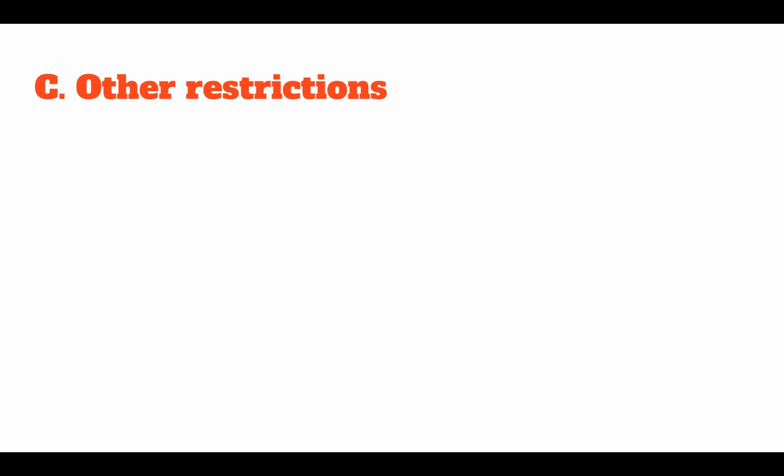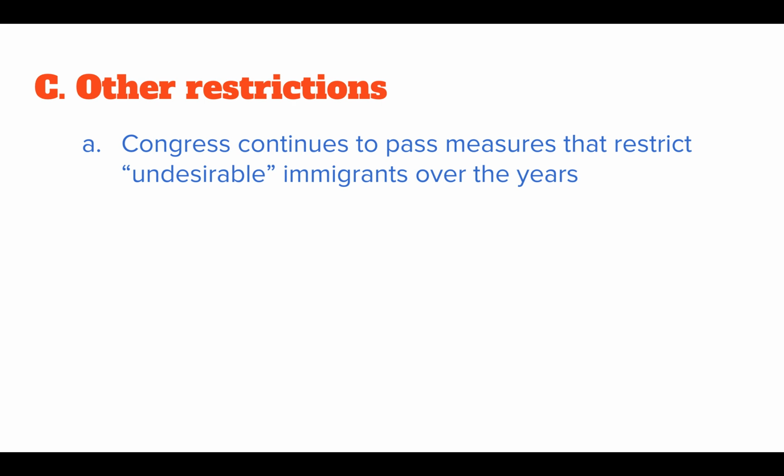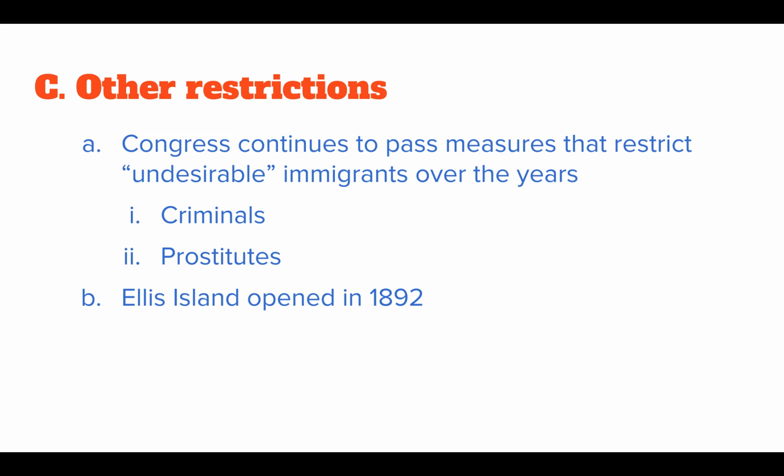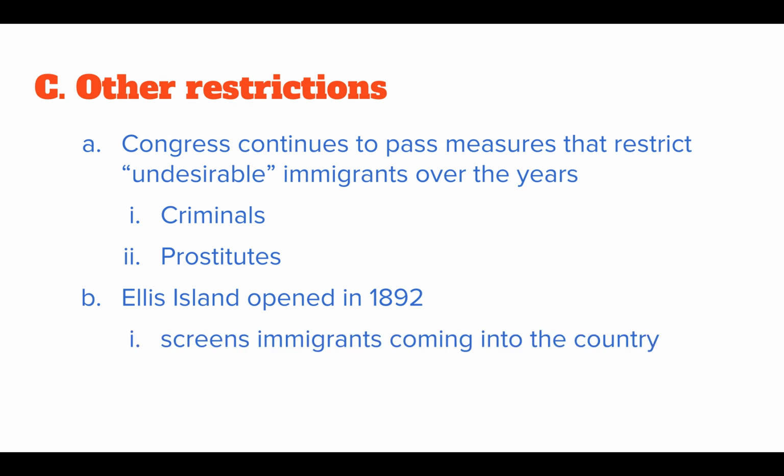Other restrictions. These restrictions were also being put in place during the Progressive Era through a series of laws that were made. Most of these laws made by Congress focused on restricting the amount of "undesirable" immigrants, and we put that in quotes because who knows what that means, but in simple terms, examples would be criminals and prostitutes, who would be restricted from coming into the United States. That restriction process happened on Ellis Island, which was opened in 1892 in New York City, and it screened immigrants coming into the country so they could determine who these undesirables were.